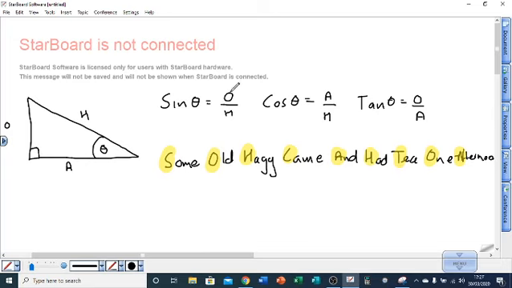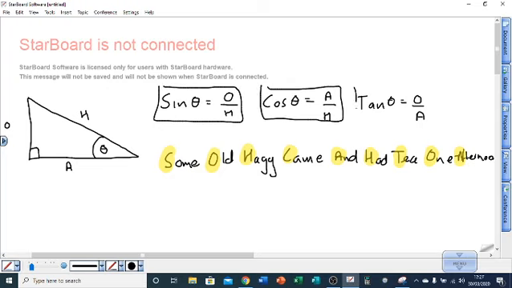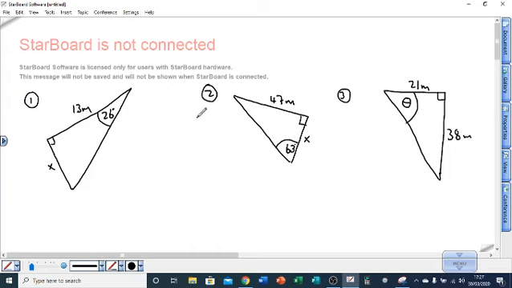And these are the rules: the sin rule, the cos rule, the tan rule, and we've got a way of remembering it. Some old hag came and had tea one afternoon. It just remembers the order that these things come in. I just want to show you the 3 different types of question for each of these equations, the ratios: the tan, the cos, the sin.